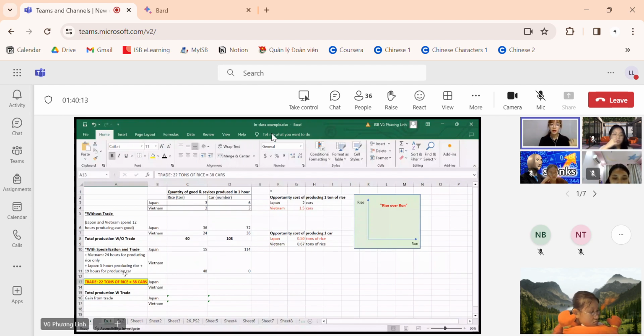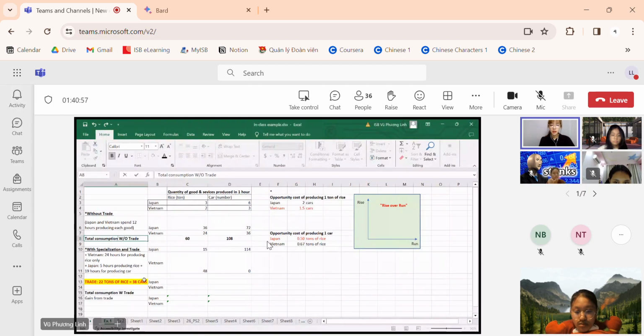So can you tell me after trade, what is the total tons of rice and cars that people in Vietnam and Japan can consume here? Right, trading rate. So what is the total amount of rice and cars that they can consume? Okay, after trade. Can you tell me? All right, so let me just correct the point. All right, anyone? The trading rate.